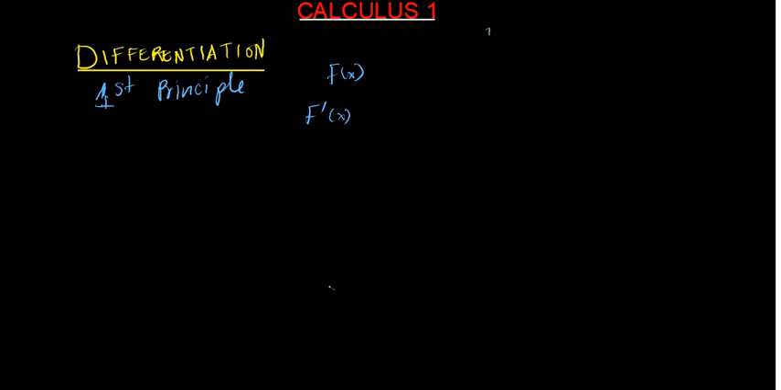At times, maybe you've been given y is equal to something, like y is equal to x squared plus 5. In that case, because it has been given in form of y, what you are going to take is dy over dx. So saying dy over dx is the same as saying f prime of x.